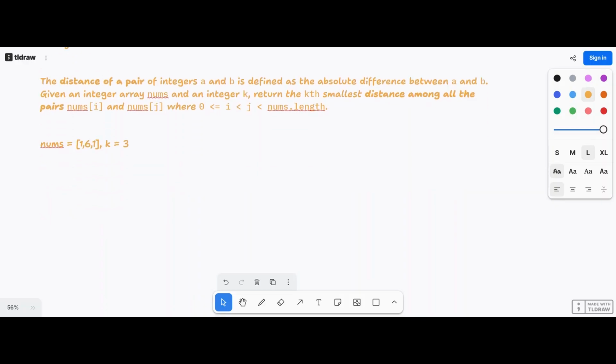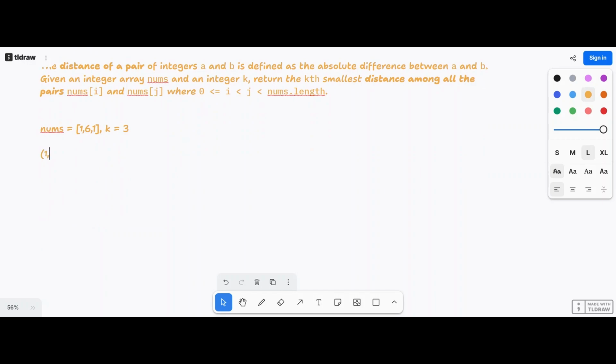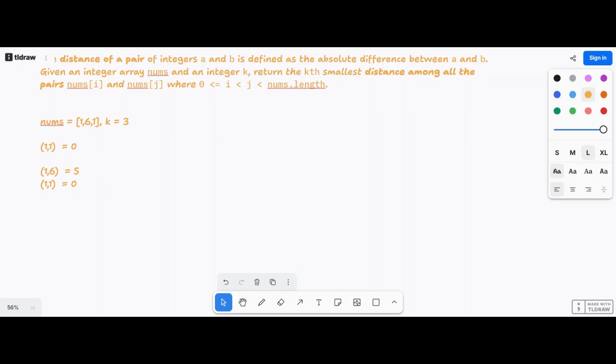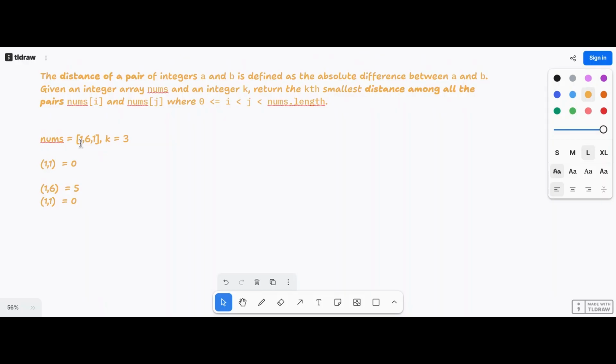Okay, so what does this mean? There could be three different pairs: 1 1, 1 6, and again 1 1, that is 6 1. 6 1 is the same, the opposite way is the same, because anyways we have to find the absolute difference. So this is 0, this is 5, and this is again 0. So it has been asked that we have to find the kth smallest distance among all the pairs nums[i] and nums[j].